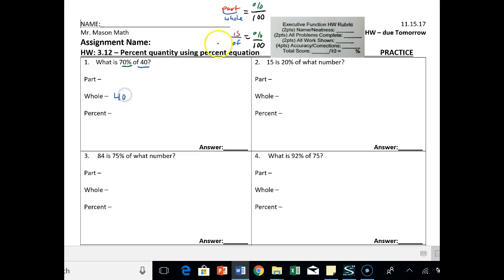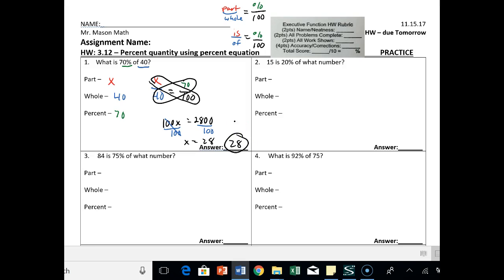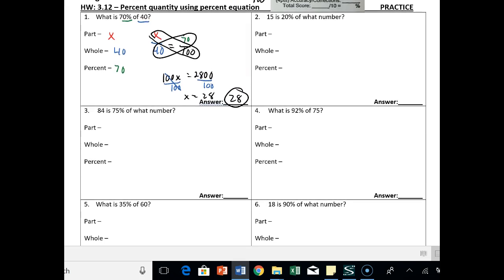So 40 is our whole, right? The of statement, the whole. The percentage is always our percent. And we are missing our part. So we have x over 40 equal to 70 over 100. Cross multiply now. 100 times x is 100x. 70 times 40 is 2800. Finish it by dividing both sides by 100. And in our case, x is equal to 28. 28 is our answer. On the answer line, circle, please. I'd pause and try and do number 2 if I were you.